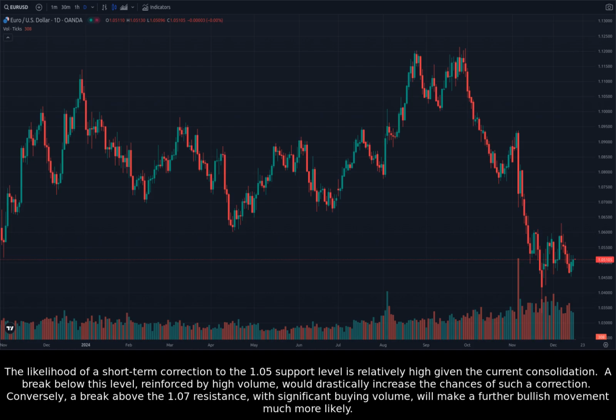The likelihood of a short-term correction to the 1.05 support level is relatively high given the current consolidation. A break below this level, reinforced by high volume, would drastically increase the chances of such a correction. Conversely, a break above the 1.07 resistance, with significant buying volume, will make a further bullish movement much more likely.